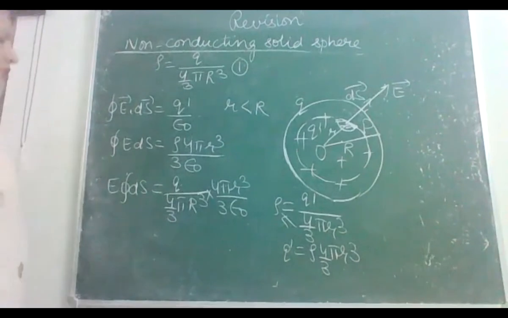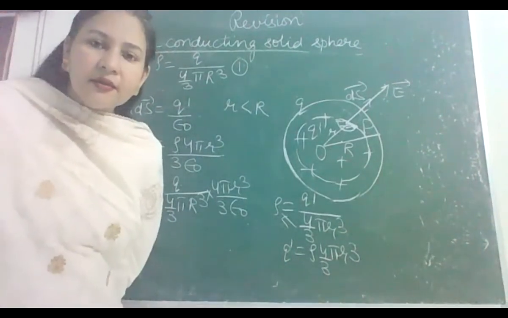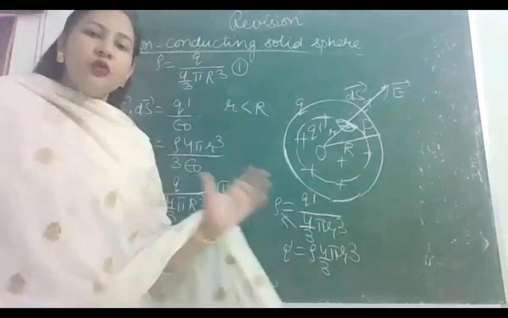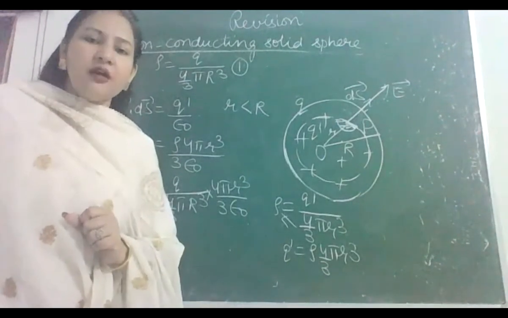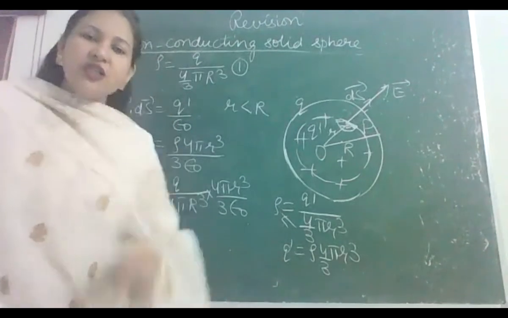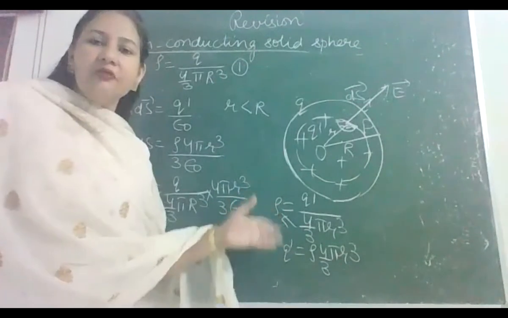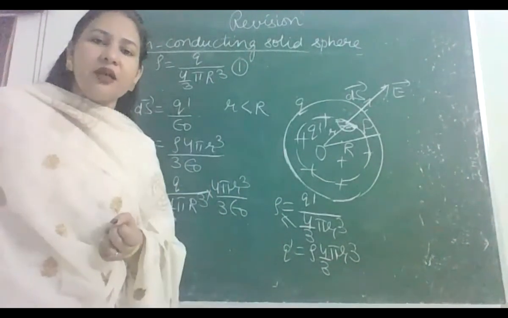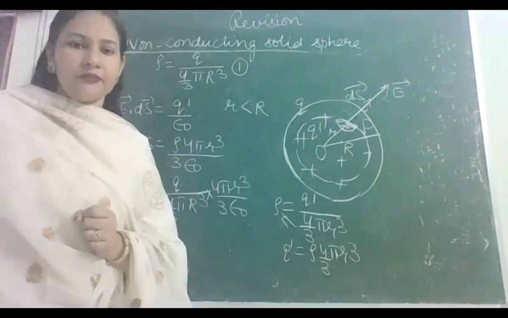मैम यहाँ पे हमने वॉल्यूम चार्ज डिस्ट्रीब्यूशन सेटल करना है यहाँ पे. वॉल्यूम चार्ज डेंसिटी रो है ना, क्योंकि ये अब सॉलिड स्फीयर है, 3 डायमेंशनल फिगर है. प्लेन शीट में हमारे पास सरफेस चार्ज डेंसिटी थी सिग्मा, लाइन चार्ज में लैम्डा था. अब ये जो इसमें वॉल्यूम चार्ज डेंसिटी डिफाइंड होगी. This volume charge density is applicable for 3 dimensional objects like sphere.